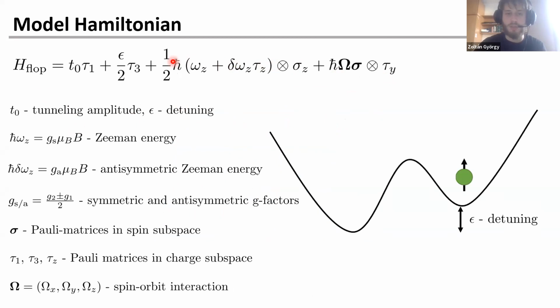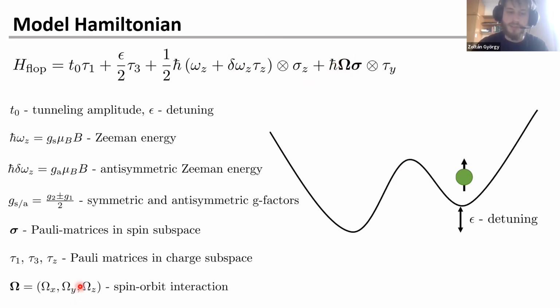So this is the model Hamiltonian that we used. It is pretty simple. It has some parameters. This t0 parameter is the tunneling amplitude. The epsilon parameter describes the potential energy difference between the 2 confinement potentials of the quantum dots. It is also called on-site energy or detuning. This omega z parameter is the well-known Zeeman splitting term, while we also enable the 2 quantum dots to have different g factors, and this is described by this delta omega z. I will refer to this as just g factor antisymmetry. This omega vector is the spin orbit interaction.